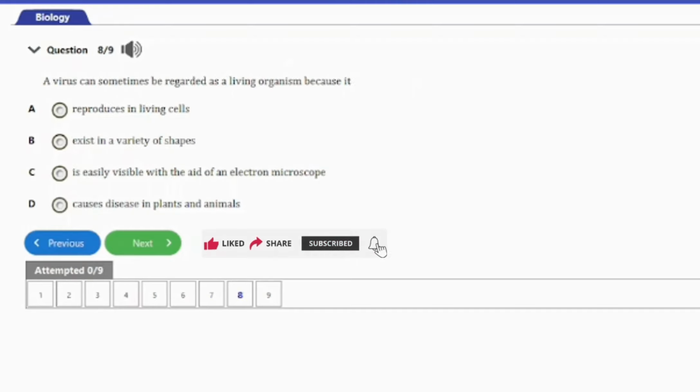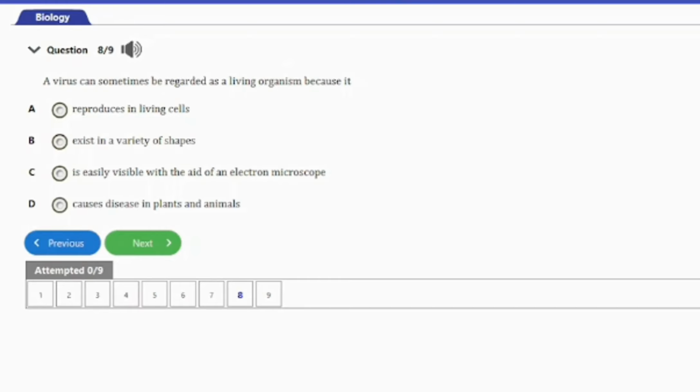Question number 8 here, it says, a virus can sometimes be regarded as a living organism because it A. reproduces in living cells, B. exists in a variety of shapes, C. is easily visible with the aid of an electron microscope, D. causes disease in plants and animals. So guys, the answer to this question is option A. A virus can sometimes be classified or regarded as a living organism because it reproduces in living cells. So that's it for that question.